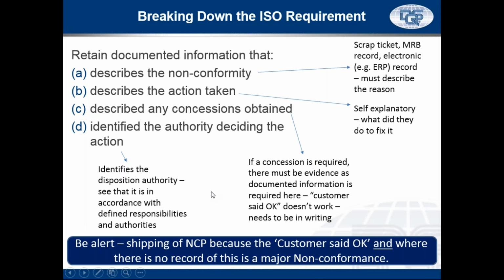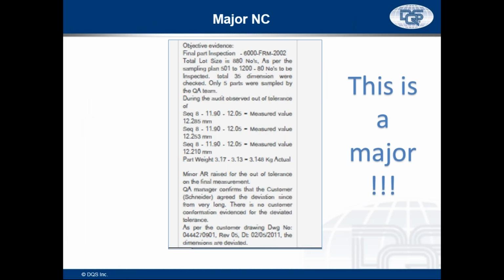The next chart, this is a real example. I pulled this out of a report. It came from a former report, and I'm not picking on anybody because I've used this a few times, but it's a current example actually. If you read this finding, basically it says during the audit observed out of tolerance, and he talks about some measured values, and this was at final part inspection. So this is kind of your slam dunk major nonconformance for the shipping of nonconforming product.